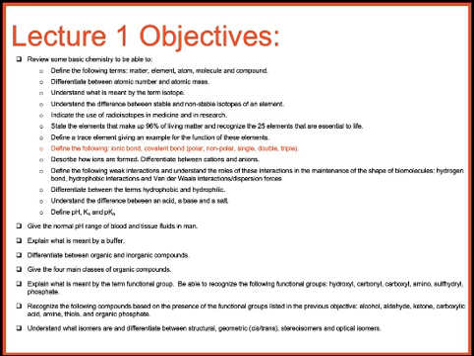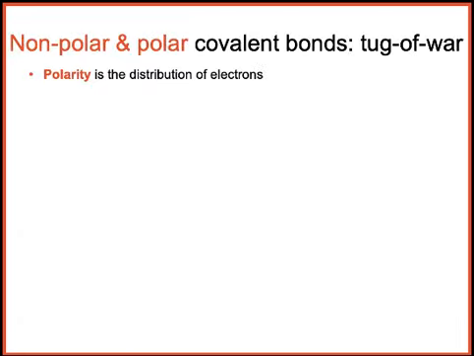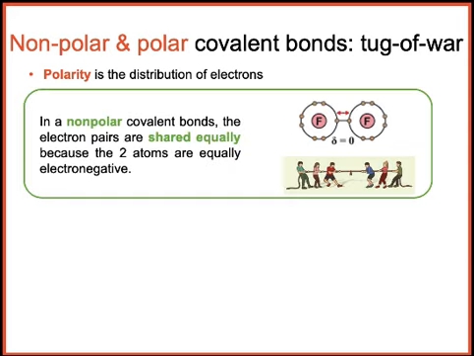Now let's look at ionic bonds, okay? So before we do that, we'll talk about polarity, okay? Nonpolar and polar covalent. We're still in covalent. So what makes it covalent though? I didn't explain to you why it is called covalent and what that entails, right? I like to think of these covalent bonds as a tug of war, okay? Polarity is the distribution of electrons.